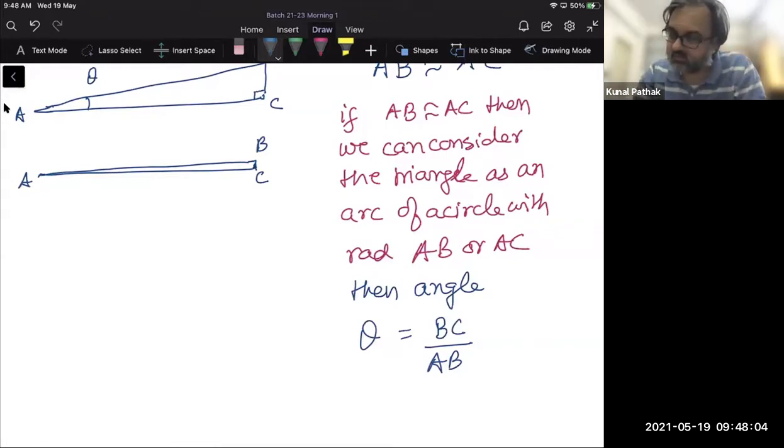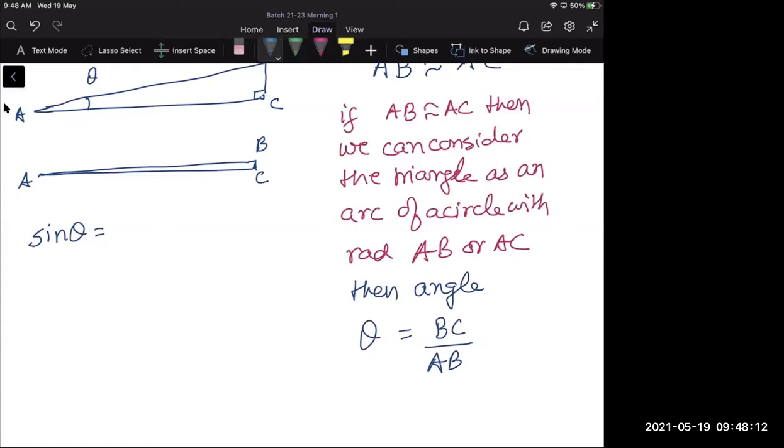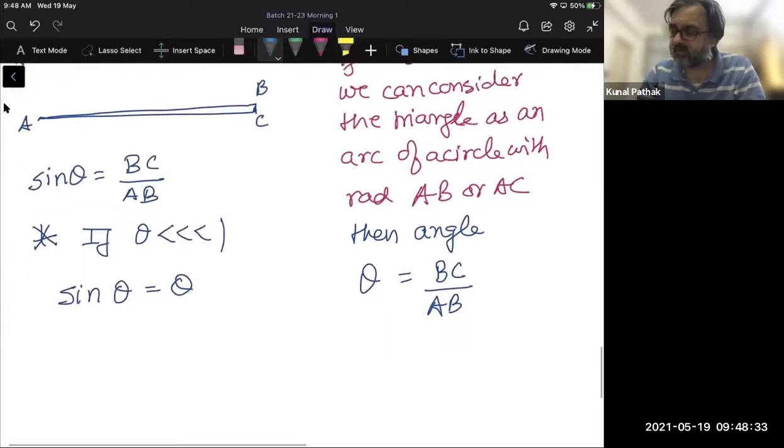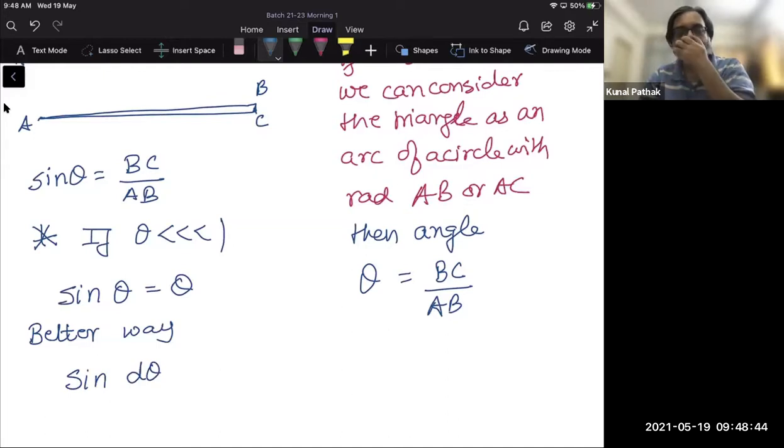And what is the definition of sine theta in this right angle triangle? BC by AB. It is equal to opposite over hypotenuse, right? So this gives me a very, very important result. And that is that if theta is extremely small, then sine theta is equal to theta. A better way of writing this is sine d theta, remember our notation, d theta means the smallest possible angle, right? And therefore this should be equal to d theta.